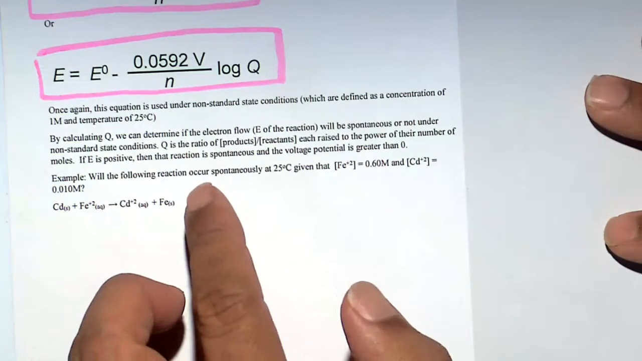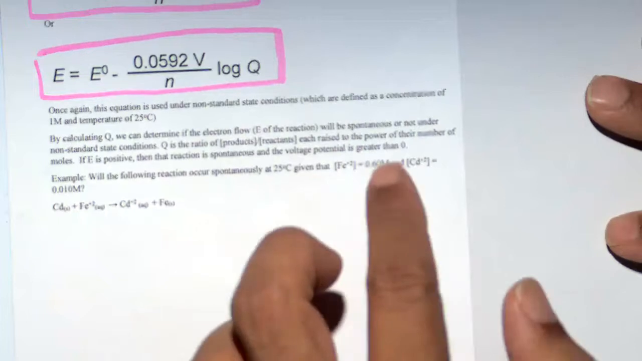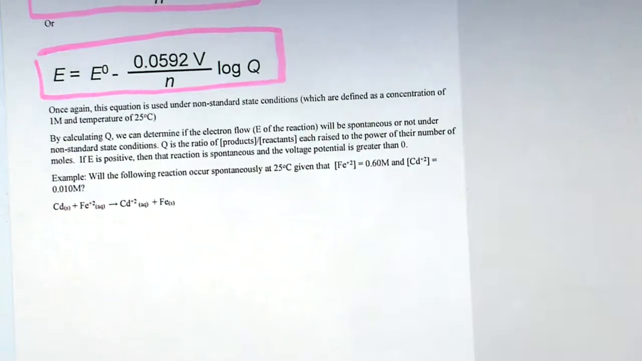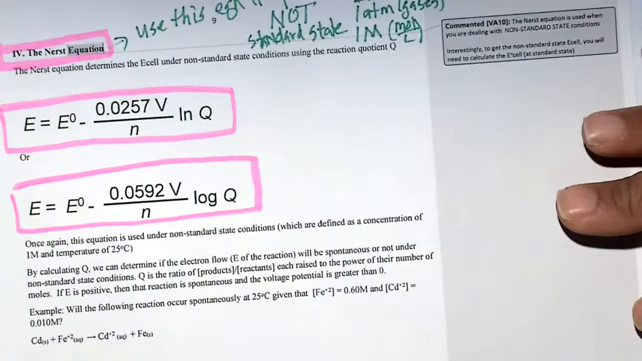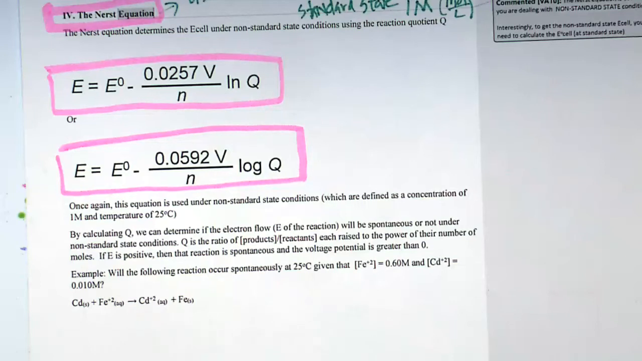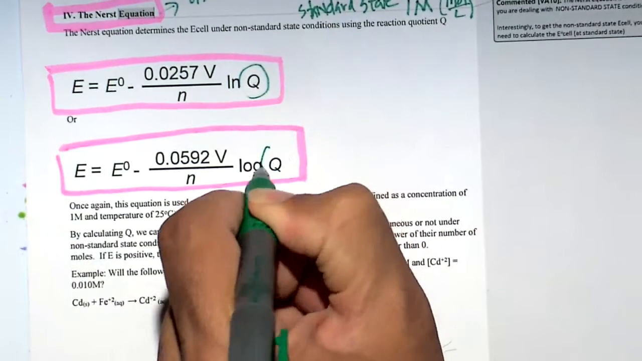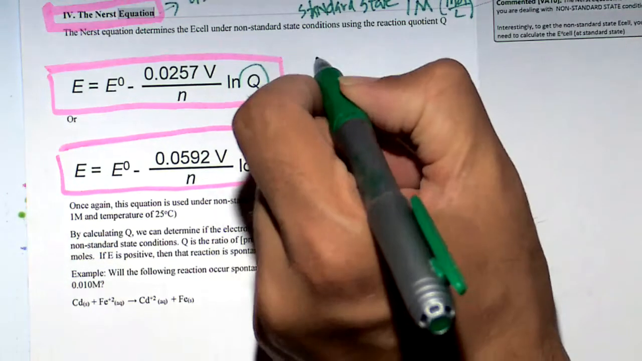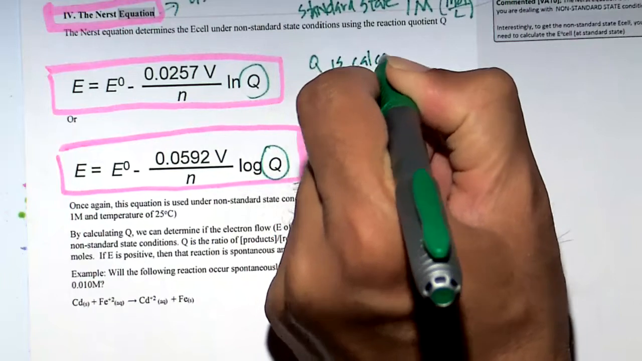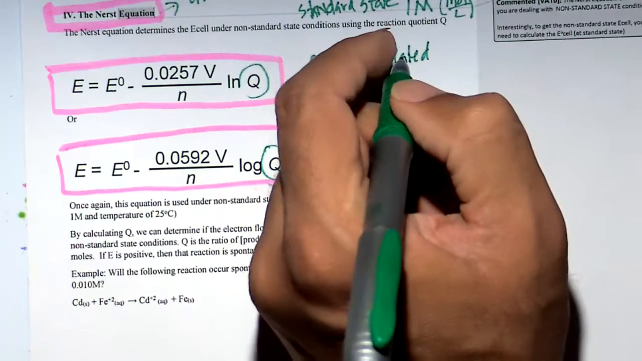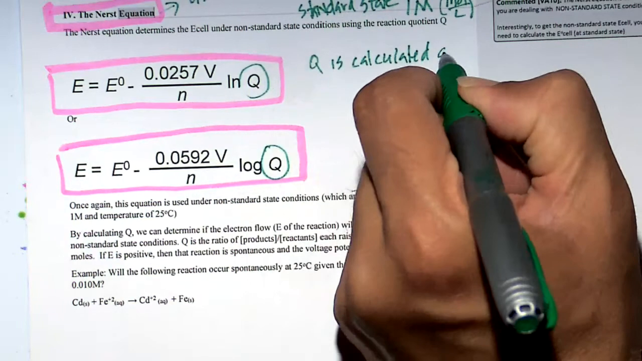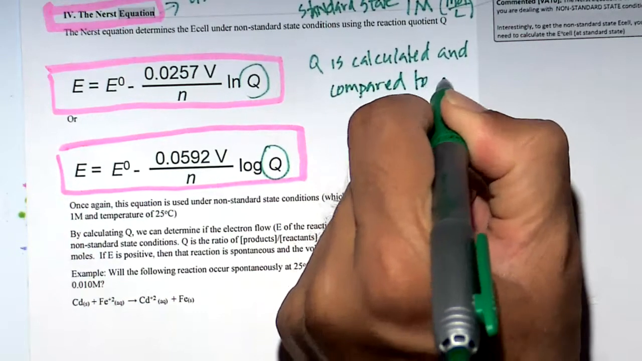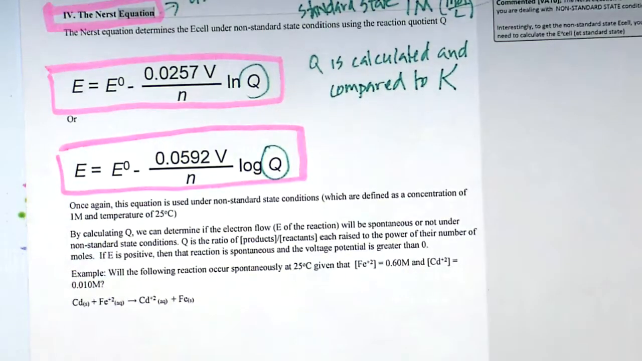Will the following reaction occur spontaneously at 25 degrees given that Fe2+ equals 0.60 and cadmium 2+ equals 0.010? By the way, let me move back upwards here. I apologize to everyone. I want to bring your attention here to Q. We use Q and compare it to K. Q is calculated and compared to K, which is the equilibrium constant you look up in your textbook.